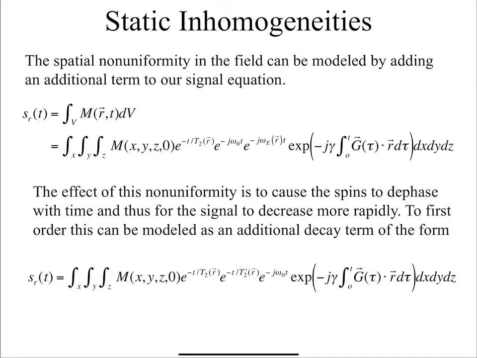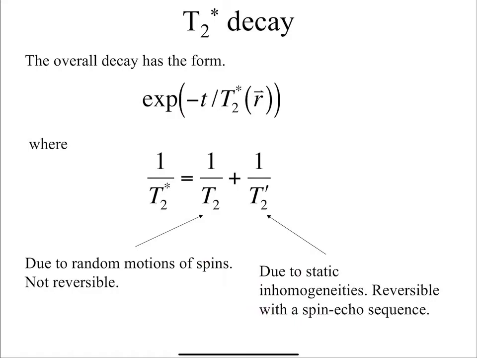So the way we do that is you can ignore all this except for here. Previously, we had e to the minus t over T2. So we talked about T2 decay. Now we're going to say there's still that T2 decay, but there's an additional T2 prime decay. We're going to give this T2 prime, and that's the static inhomogeneity part. So the two together give rise to what's called T2 star, which is the transverse relaxation rate.